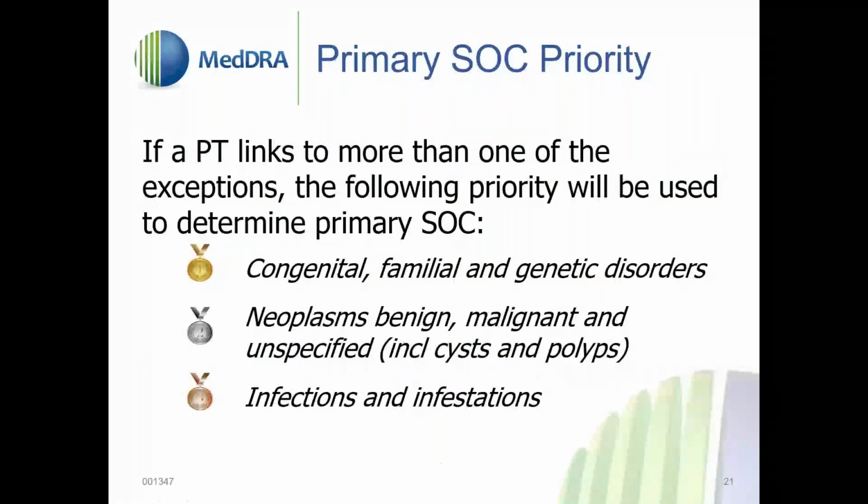Some PTs may contain information that relate to more than one of these exception SOCs. If so, the following prioritization applies. The congenital SOC has the first priority. Neoplasms is second, and SOC infections and infestations has the third priority. As an example, for instance, the PT infected neoplasm would have neoplasms as primary SOC and only a secondary linkage to SOC infections.